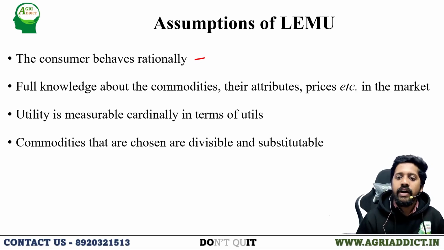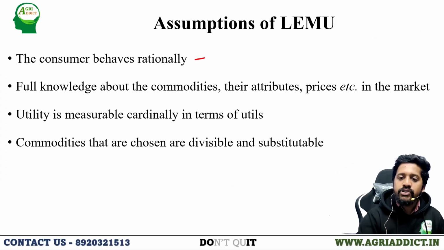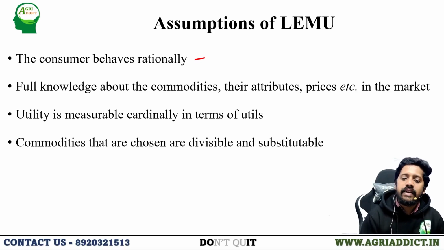in the market. So if we were going to purchase potato, tomato and ridge gourd, I should be aware of the prices, their quality, their attributes, everything. I should have perfect knowledge regarding the commodities in the market. And the third one is utility is measurable cardinally in terms of utils. We have already seen this assumption in the law of diminishing marginal utility. And the final assumption is commodities that are chosen are divisible and substitutable. The commodities should be divisible as well as substitutable.